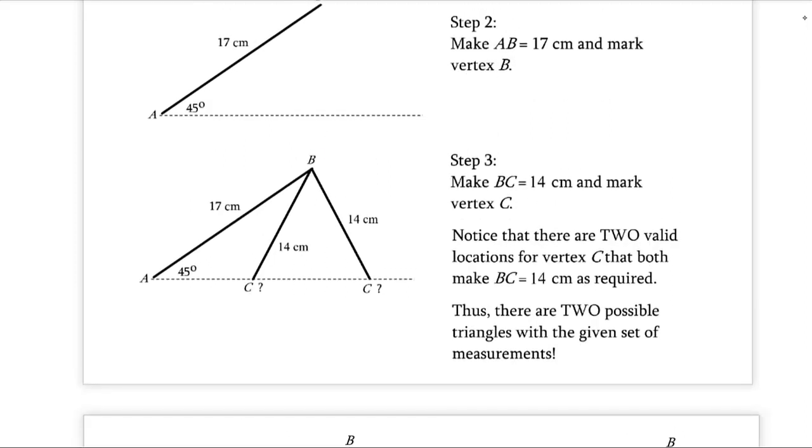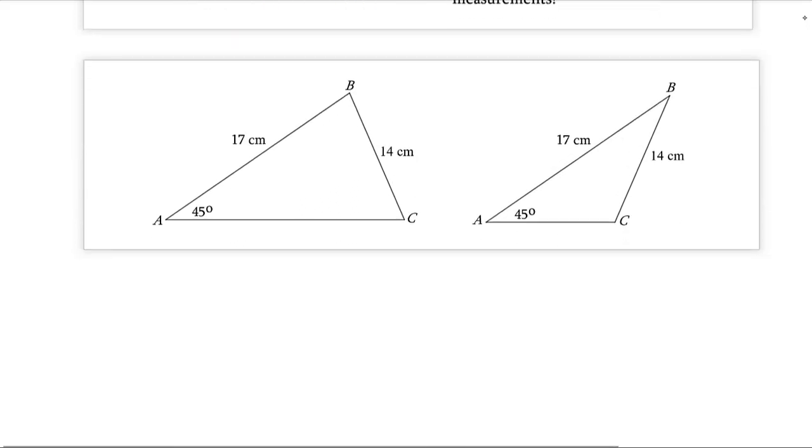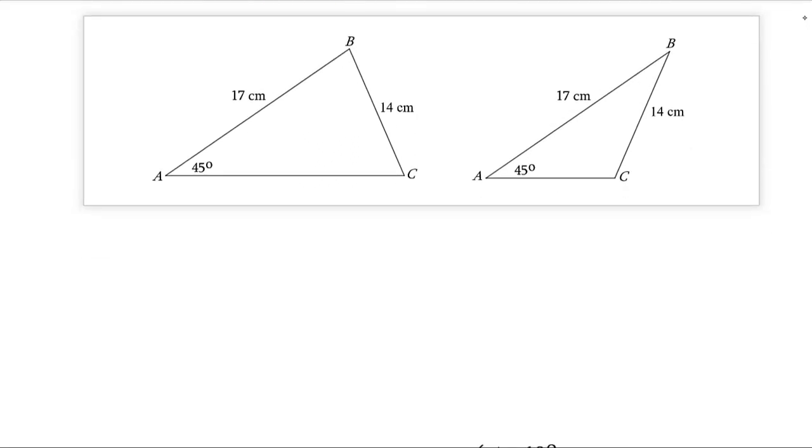Because the angle here at vertex B is not fixed, we don't actually know what its measure is. Any angle measure at vertex B could be viable as long as it places point C on this ray of angle A, and that it makes BC 14 centimeters. And you can see there's two actual places for that. Right? C could be located here, or C could be located here. We still get 14 centimeter side lengths for either of those cases. So this creates the two possible triangles shown here.